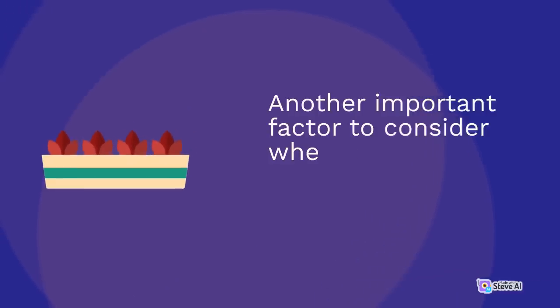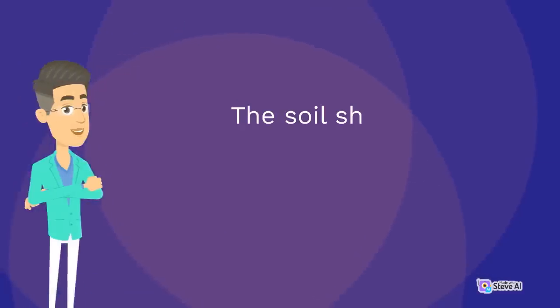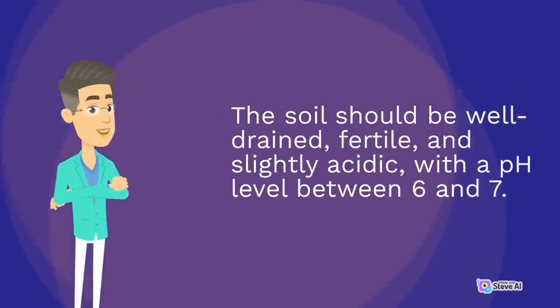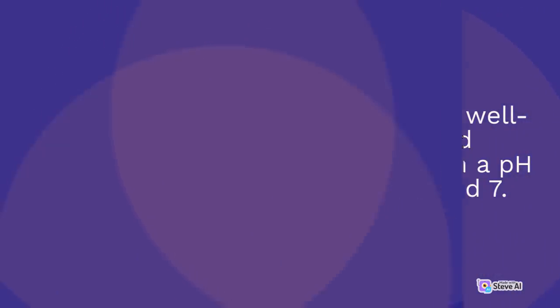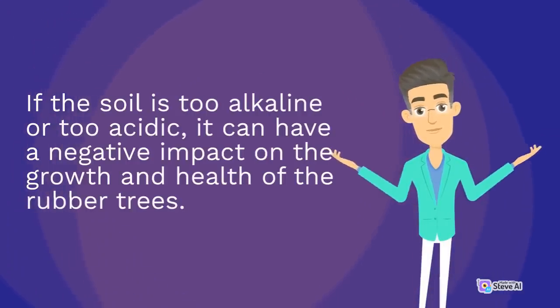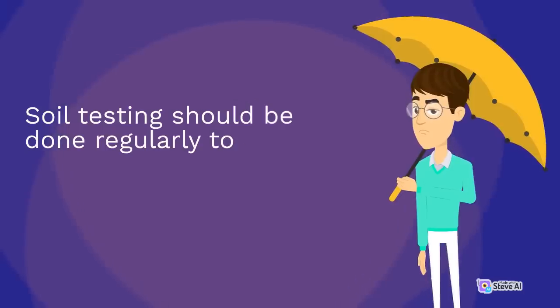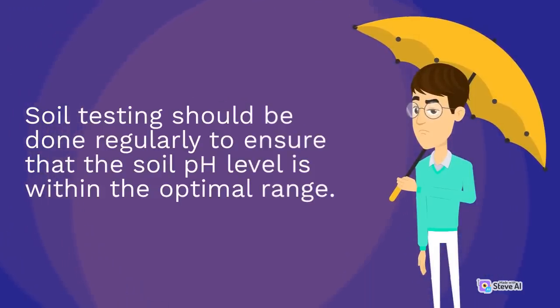Another important factor to consider when caring for rubber trees is the soil. The soil should be well drained, fertile, and slightly acidic, with a pH level between 6 and 7. If the soil is too alkaline or too acidic, it can have a negative impact on the growth and health of the rubber trees. Soil testing should be done regularly to ensure that the soil pH level is within the optimal range.